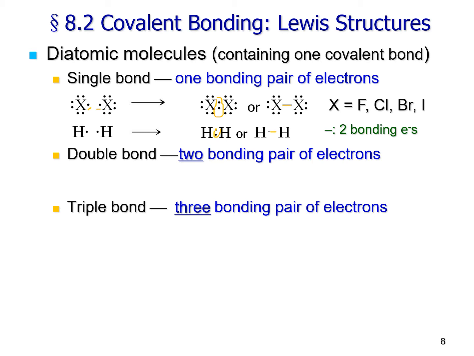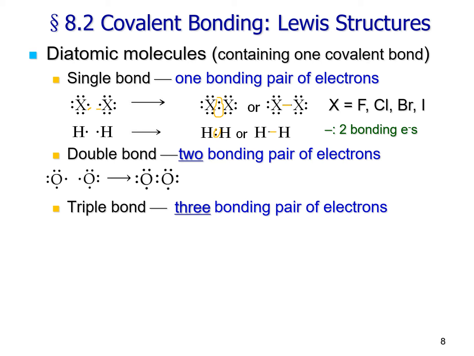Double bond means 2 bonding pairs of electrons between the bonding atoms. Triple bond, of course, is 3 bonding pairs. How many electrons between the 2 bonding atoms? 6. Remember, each pair has 2 electrons.